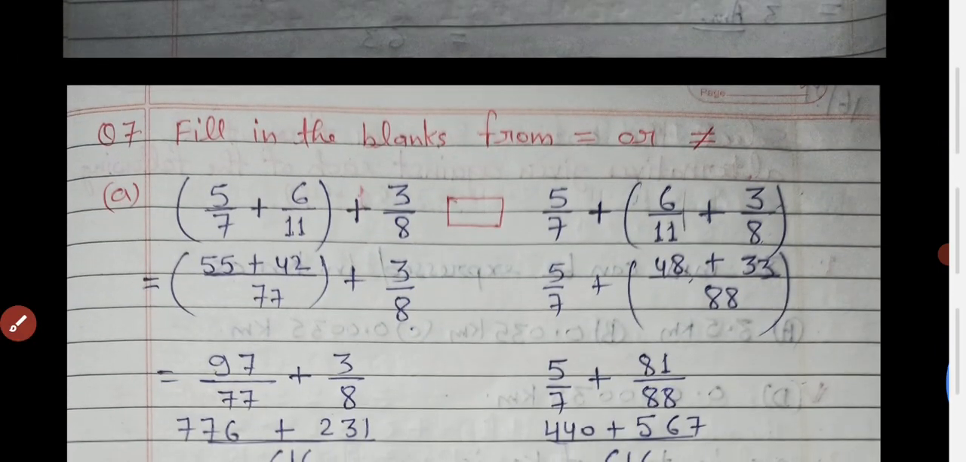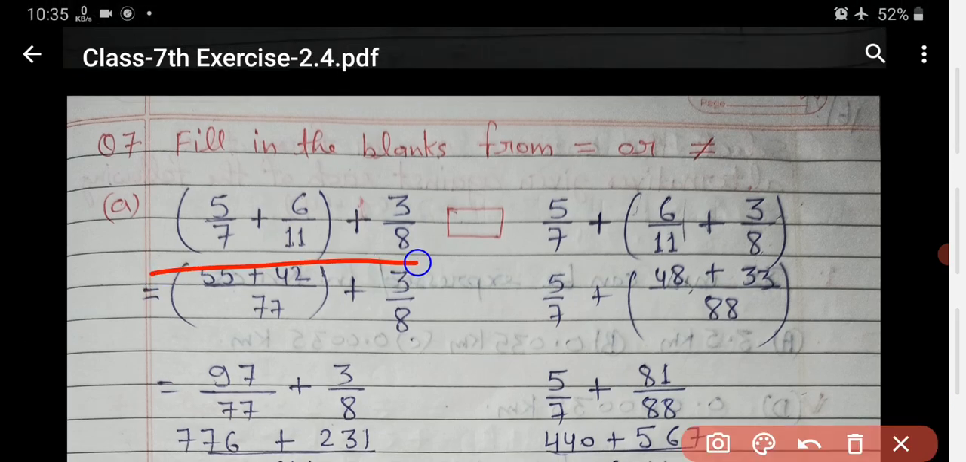Now come on to question number 7. Fill in the blanks with equal to or not equal to. It means there is an equation present here, and you have to solve both equations. If you get the correct answer and they match, then put here equal to. If you get a different answer, you put not equal to. Okay. If you get the same answer on both sides, you write is equal to. If you get a different answer, then write unequal to or not equal.